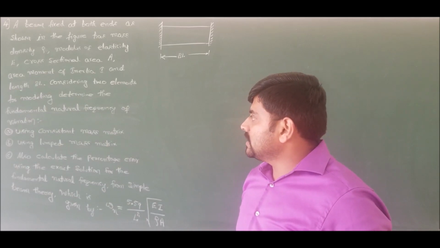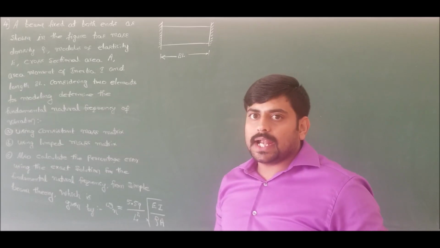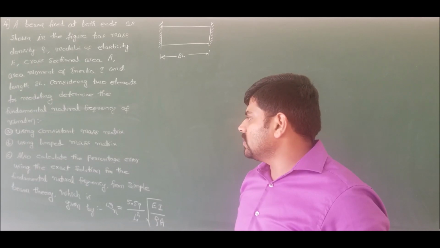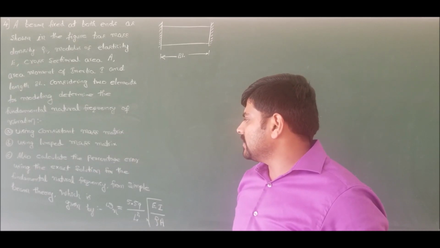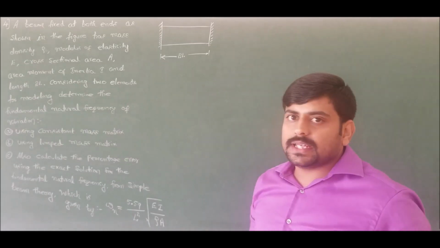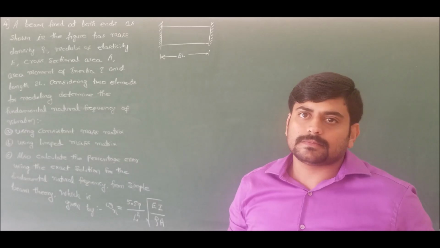Case A using consistent mass matrix, case B using lumped mass matrix, and case C also calculate the percentage error using the exact solution for the fundamental natural frequency from simple beam theory, which is given by omega n equal to 5.59 by L square root of EI by rho A.